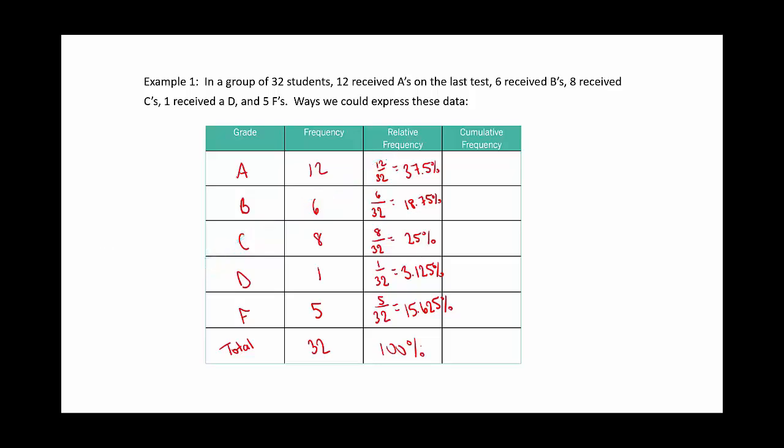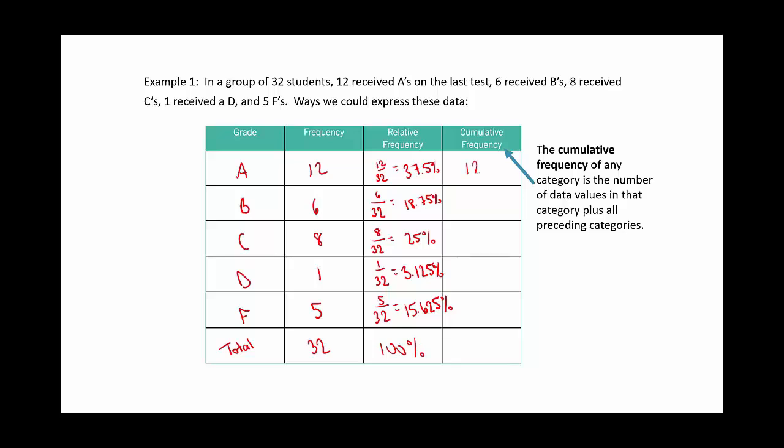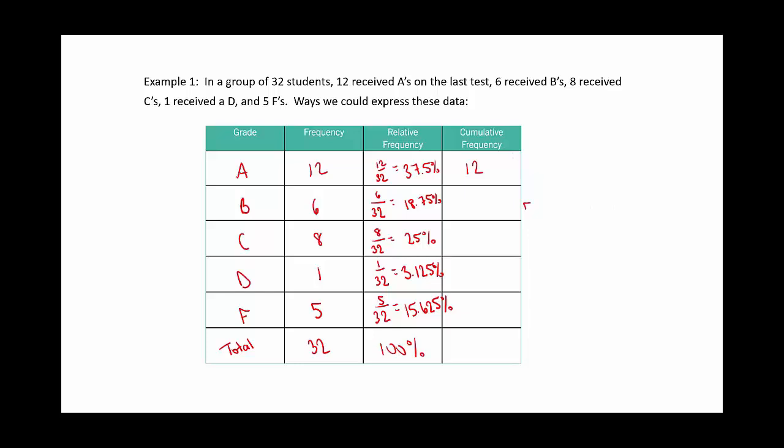Now for the cumulative frequency. This is where we start with the value we're given, and then we just keep adding on to it. So we would say there are 12 A's. That first cumulative frequency will always match the regular frequency. For the next one, we're going to take the previous value in this column, which was 12, and add the frequency of this row. So we do 12, the previous value, plus the frequency of this row, 6, and we get 18.